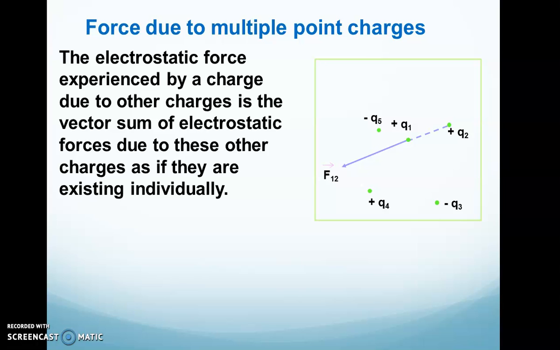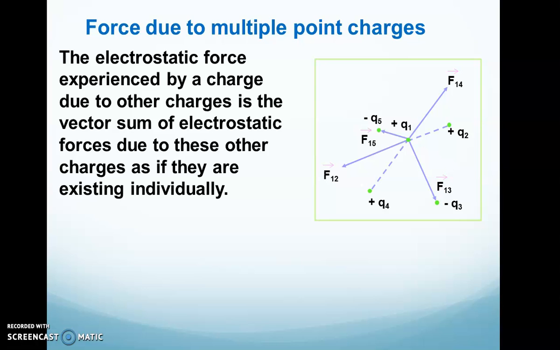Now Q2 repels Q1 in this direction. This is F12. Similarly, Q3 is attracting Q1 charge. Then Q4 repels Q1 because both have positive charge. Q5 attracts Q1 charge, and that force is F15. Now what will be the resultant force at Q1? That should be the vector sum of forces due to all other charges. So we have to take the vector sum of all these forces.